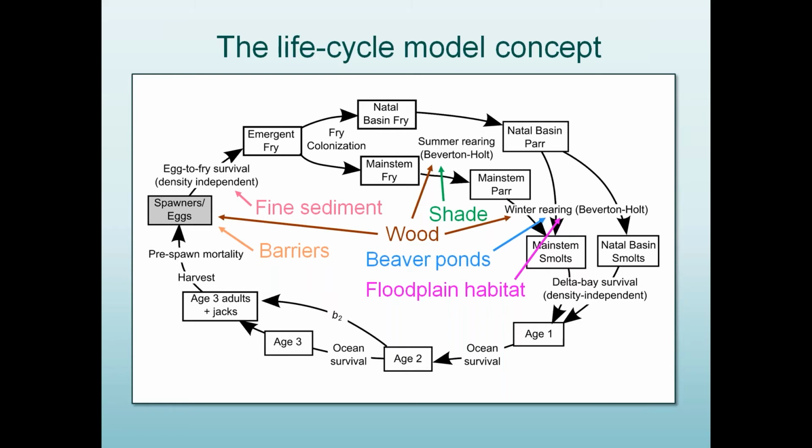And I'll go into the different stages and parameters that each of these affect a little bit later, but this is just to give you the concept of what we're trying to analyze. So what we want to know is for each of these factors in the colored lettering, how much difference do they make and how much restoration potential is there?